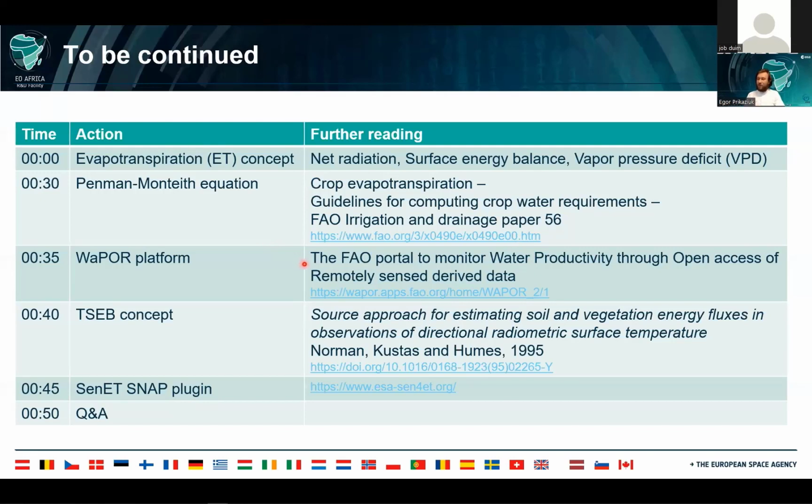The Vapour platform, what is behind the model behind it, is explained on that link on the web page. Two-source energy balance, the model of Norman, Kustas and Humes, is explained in their paper of 1995, and the plugin, further explained based on that model, is on the ESA Sen-ET part.